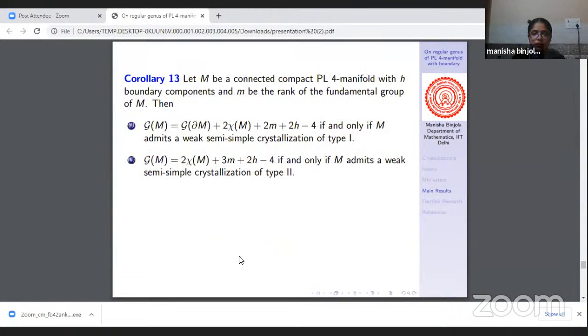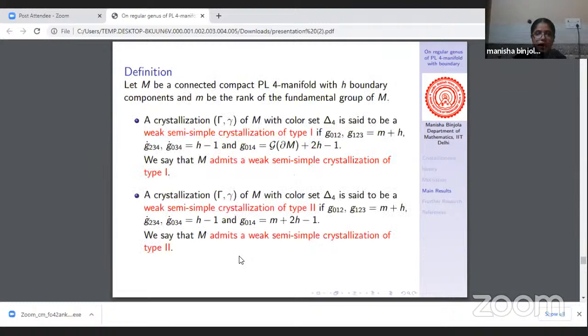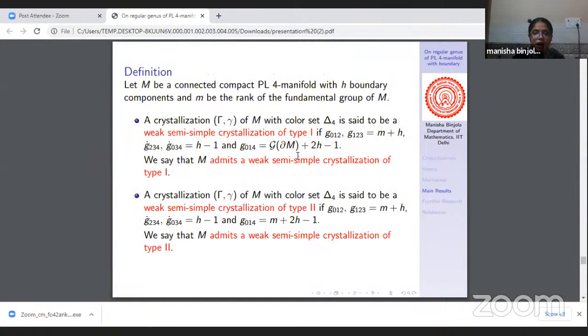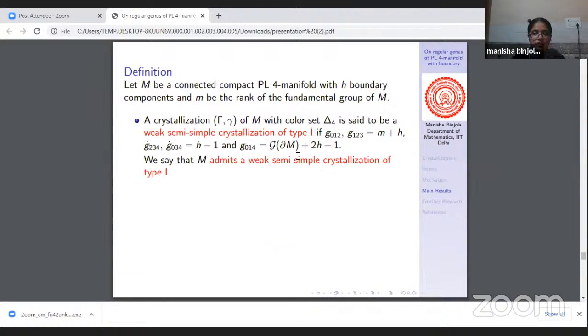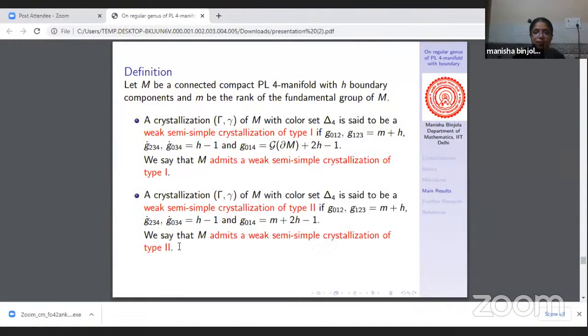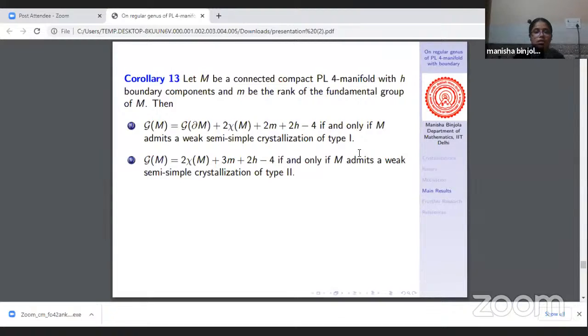Now corollary 3. So M admits a semi-simple crystallization. This is the definition. And here we give classes, these two things. So M admits a weak semi-simple crystallization if and only if the lower bound, the regular genus in this, see, this was the lower bound. If this regular genus attains this bound, okay? If and only if M admits a weak semi-simple crystallization.